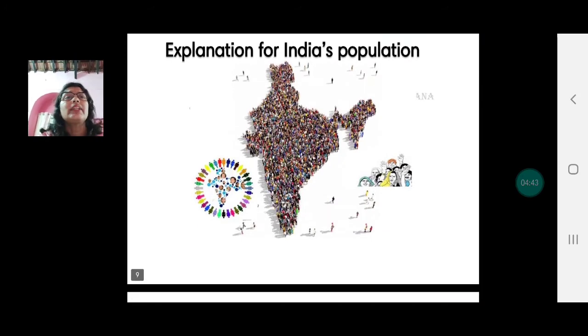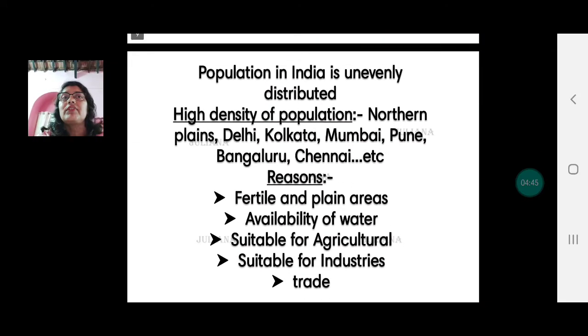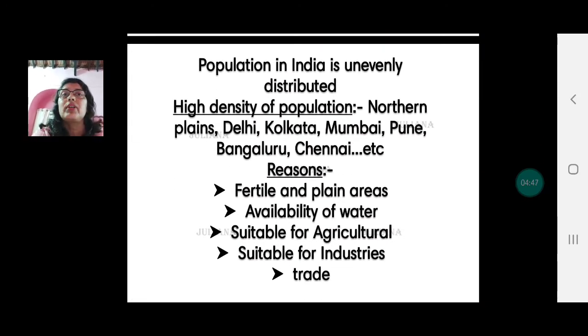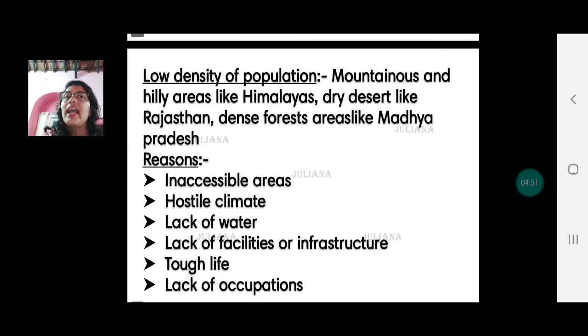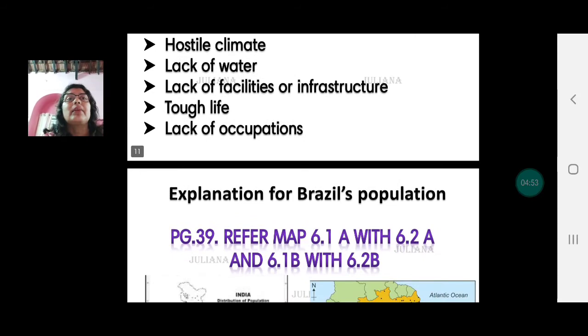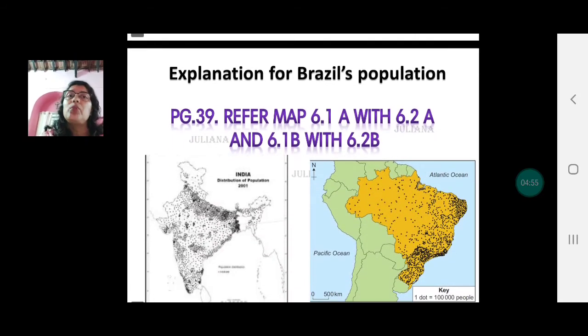We have finished with the explanation of India's population, where you need to remember some of the metropolitan cities and some of the places where the population is very high and why. The places where the population is very low and why.